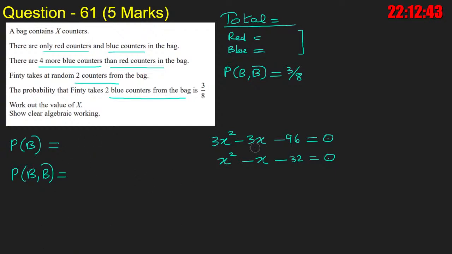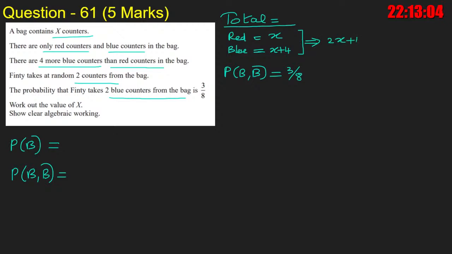Right, so I take this equation. We will introduce the small x. In the question, they have introduced the capital X, and we keep it as capital X as it is. I'm going to say red is x and blue is more than that by 4, so x plus 4. So the total is 2x plus 4. That is the capital X, right?